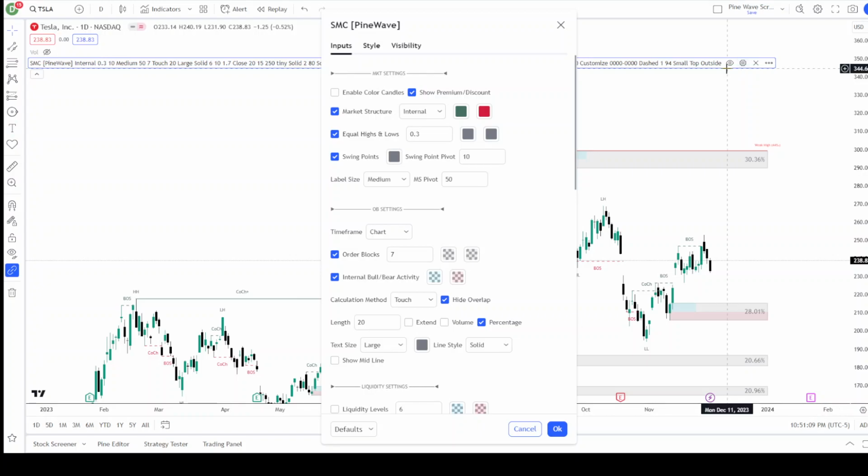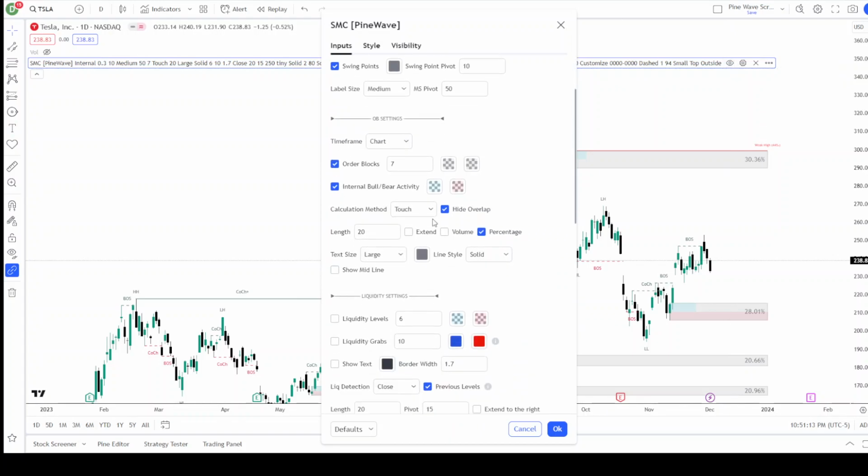All right, so the next thing we're going to look at is the calculation method. It can use wicks, it can use closes, it can use averages. All of these things you can change. I'll just switch it and we'll see what happens when we switch it, okay? So if we're using wicks, it shows us some extra order blocks. So let's go back to touch.